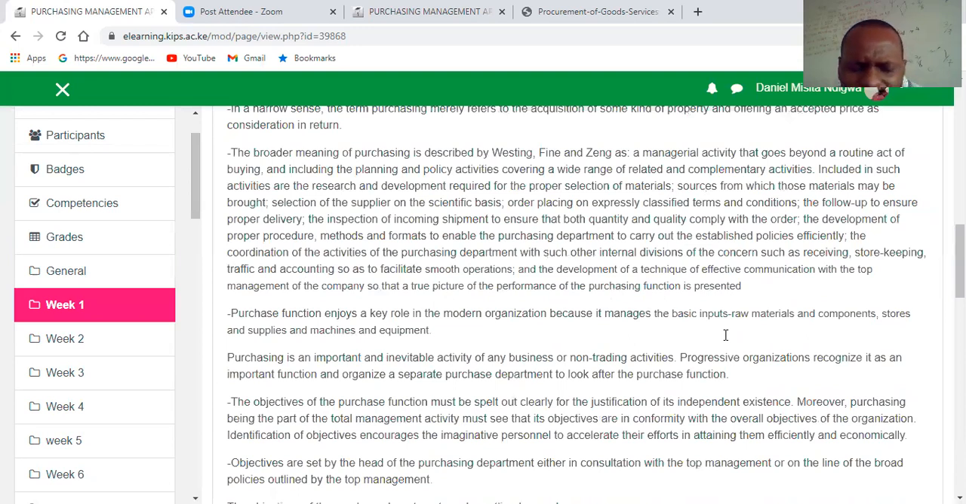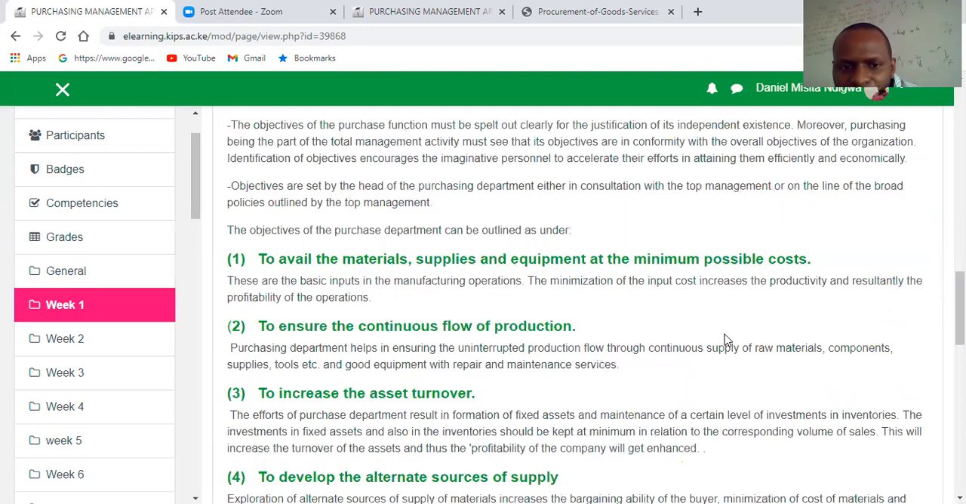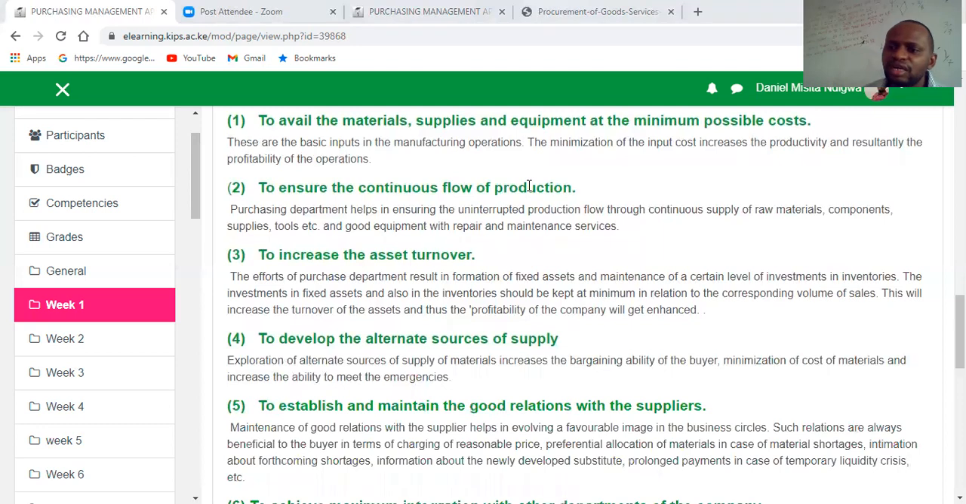Then what are some of the objectives of the purchasing department? Number one is to avail the material, supplies, and equipment at minimum possible cost. So you'll be able to get materials, and these materials will be affordable to your organization. Number two, to ensure the continuous flow of production. Therefore, this means that the materials are always available in the organization whenever they are needed by various user departments. Then we can also talk about another objective, which is to increase asset turnover. This is the rate at which assets are converted into money.